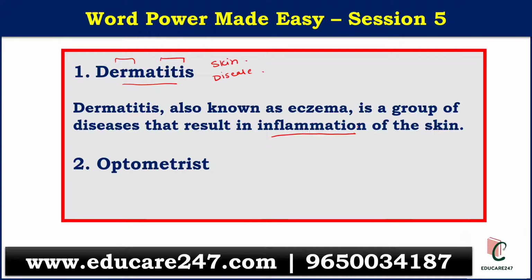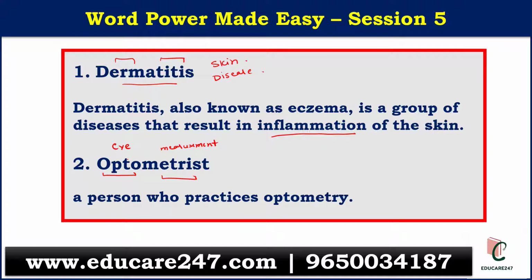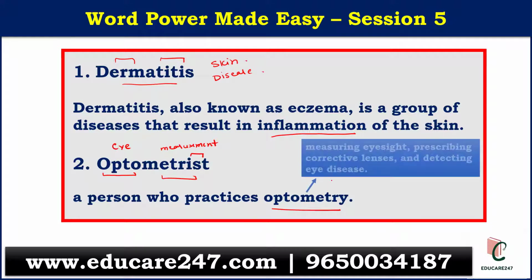Now optometrist. If you see here, opto relates to eye and metrist to measurement. The ist part refers to an expert or study. So an optometrist is a person who practices optometry. What is optometry? It's measuring eyesight, prescribing corrective lenses and detecting eye diseases.